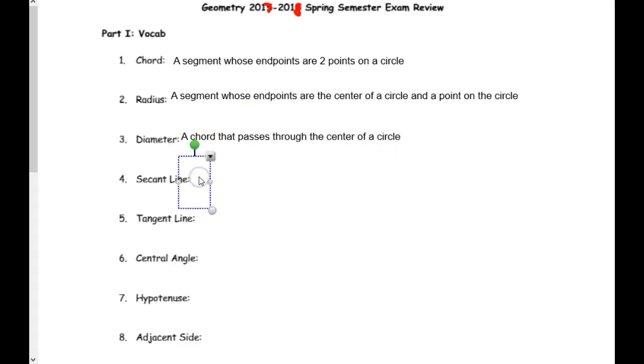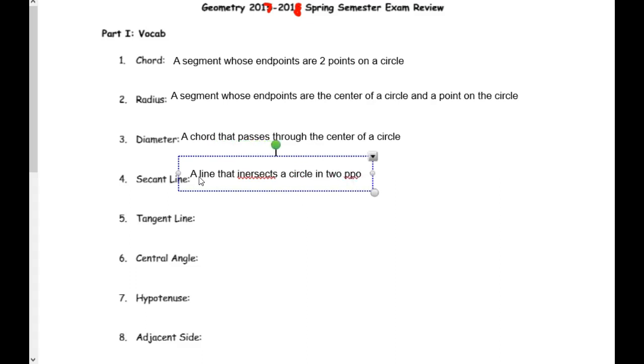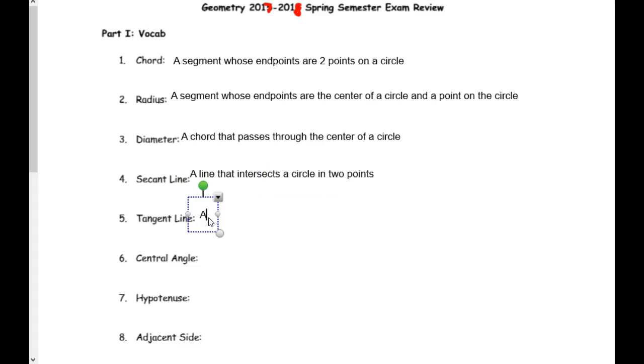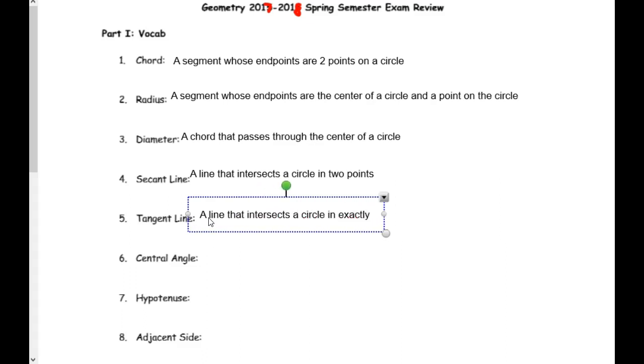A secant line. Alright, we got another difference between secant, tangent, chord, all that good stuff. So a secant line is a line, not a segment, that intersects a circle in 2 points. And let's spell intersects right. There we go. A tangent line is a line that intersects a circle in exactly 1 point.